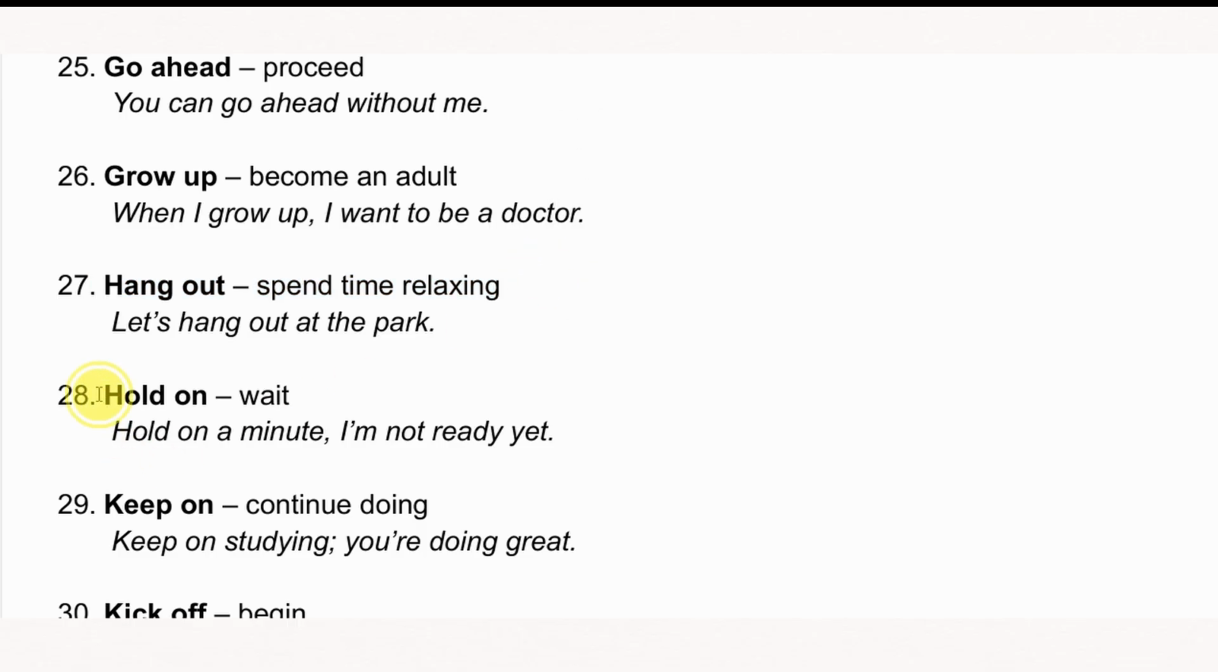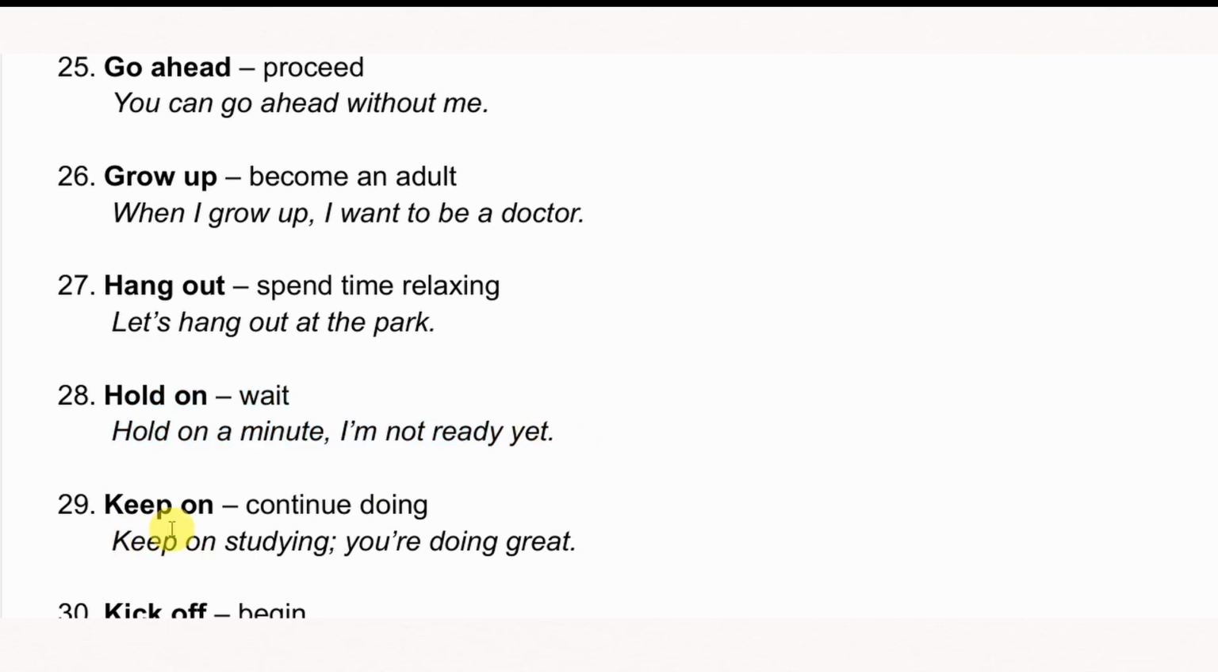28. We have to hold on. To hold on means to wait. For example, hold on a minute. I'm not ready yet. Hold on a minute. Wait. To hold on means to wait.